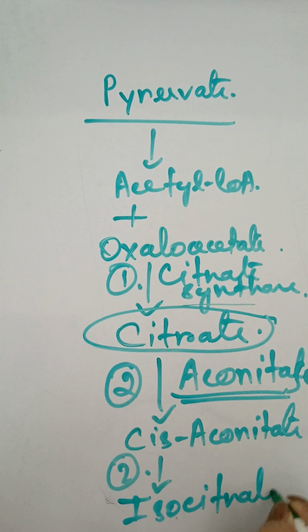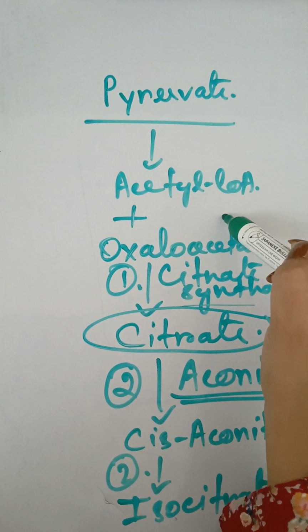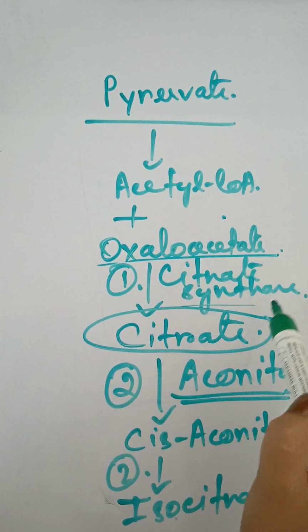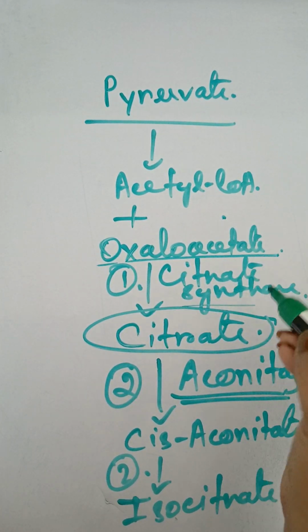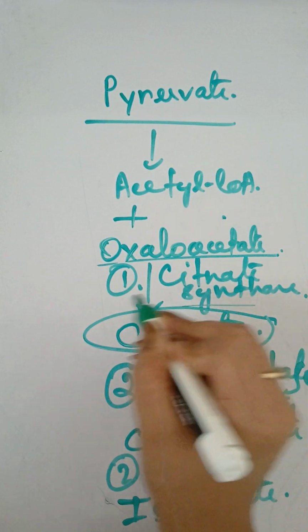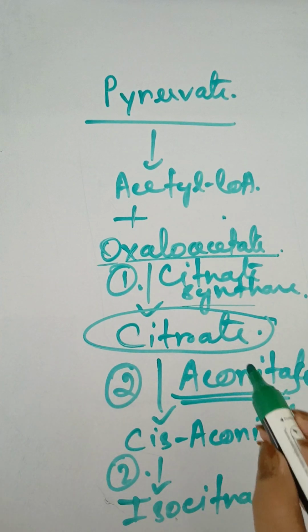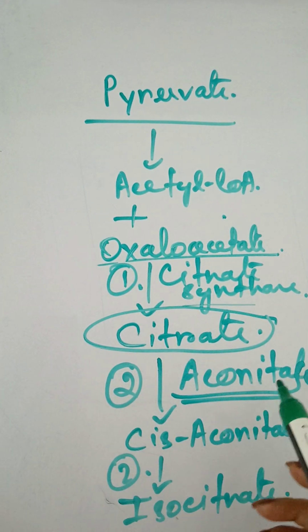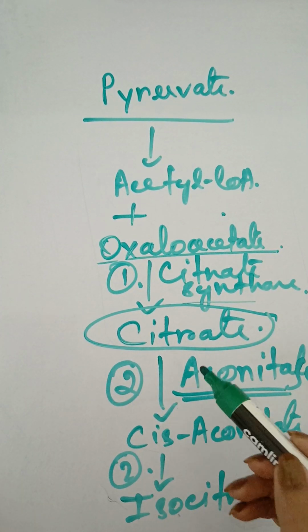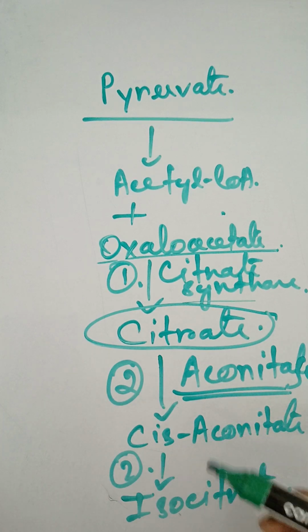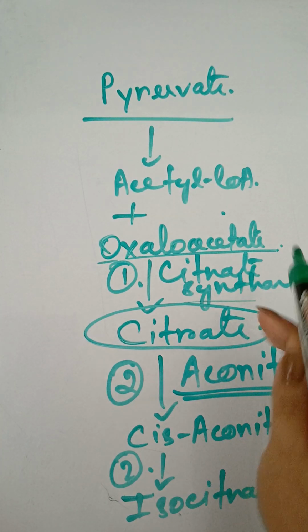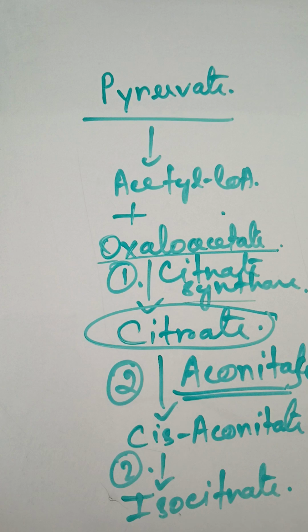Isocitrate. So basically from pyruvate, acetyl-CoA is condensed with oxaloacetic acid, or oxaloacetate, with the help of citrate synthase. It will give rise to the first product of the TCA cycle, that is citrate or citric acid, and with the help of aconitase enzyme it will convert it into cis-aconitate and then finally isocitrate. So this is up to the second reaction.